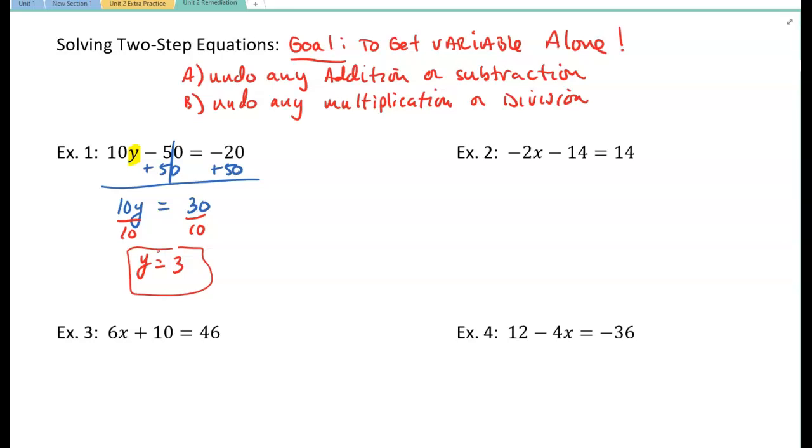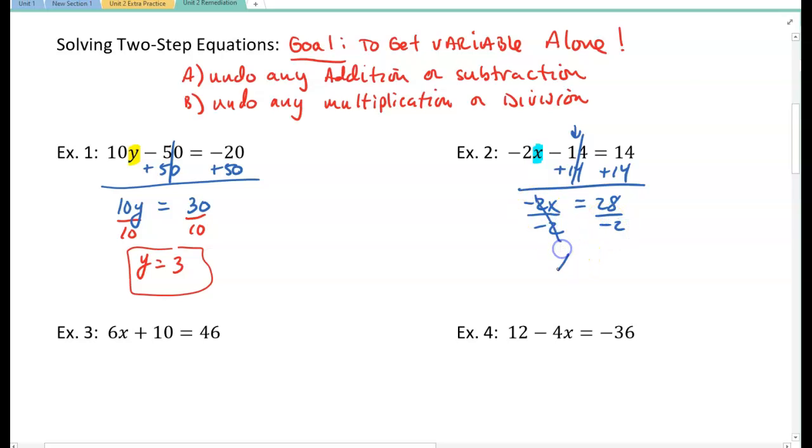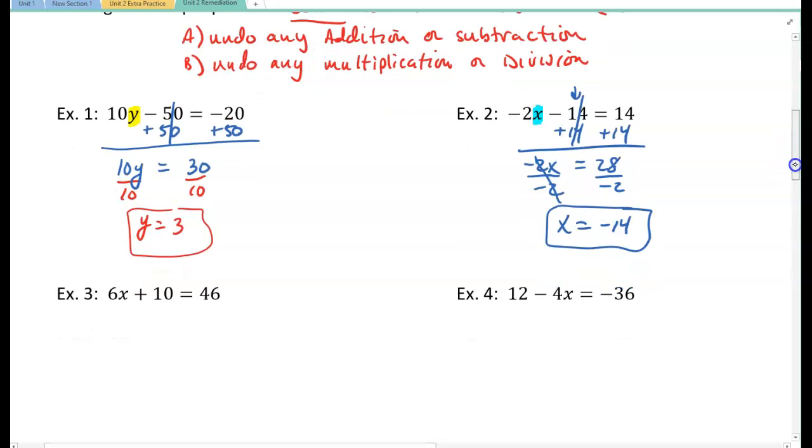So example 2, if my goal is to get x by itself, I have to get rid of the negative 14 and the negative 2. Which one's linked by a form of addition or subtraction? The 14 is. Since it's negative, I'm going to add it, and I'm going to add it to both sides. So negative 2x equals 14 plus 14 is 28. Now, how do I get rid of negative 2? Since it's linked by multiplication, I divide. And x equals 28 divided by negative 2 is negative 14. Okay.